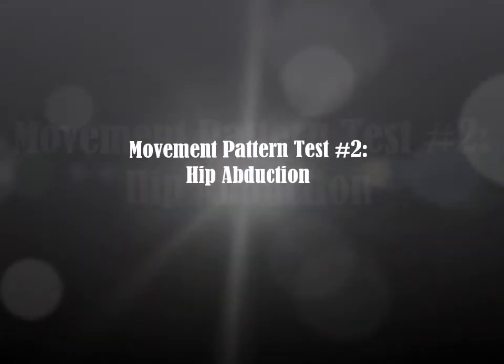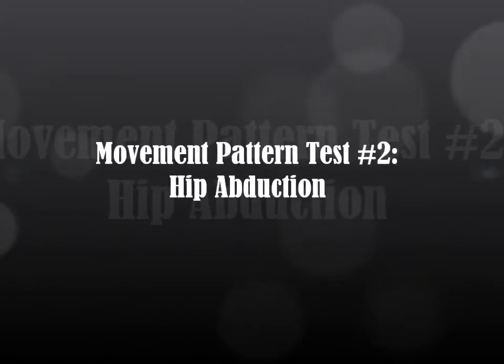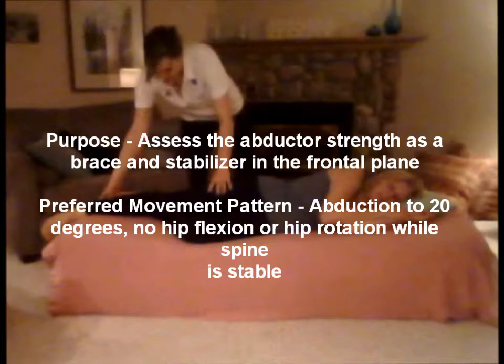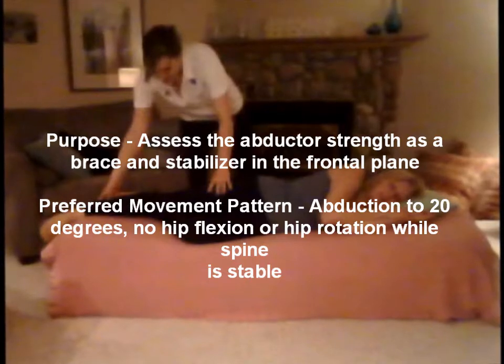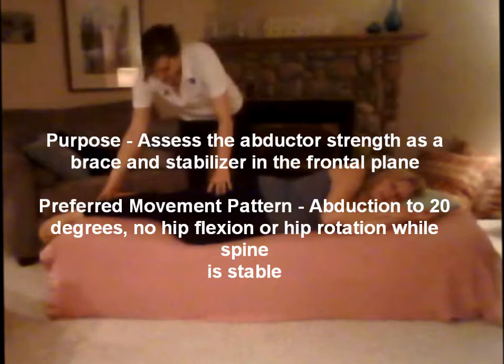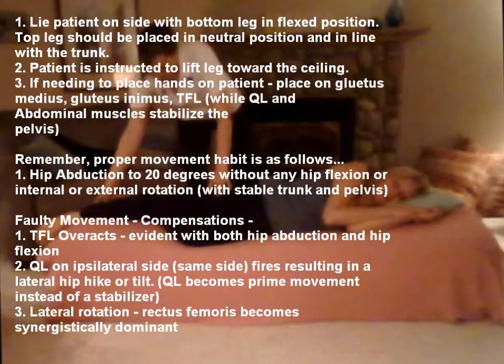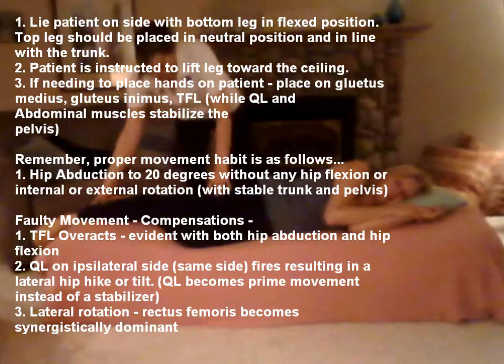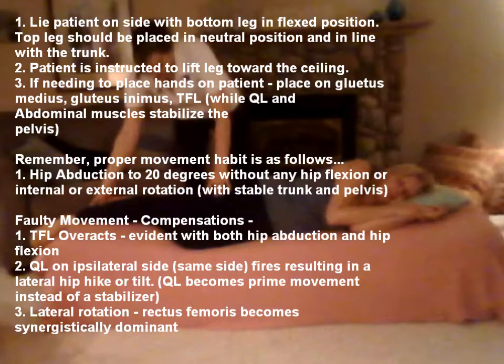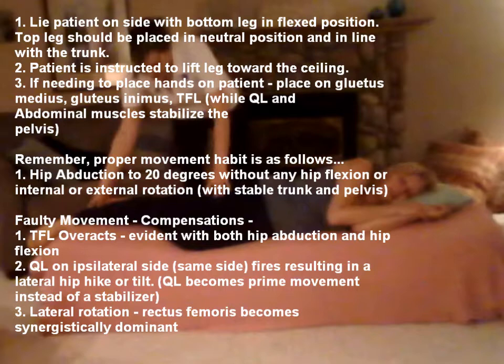The second movement pattern test we're going to look at is the hip abduction movement pattern test. This test will assess abductor strength as a brace and stabilizer in the frontal plane. First, we are going to get the patient to lie on their side with the bottom leg in the flexed position. The top leg should be placed in neutral position and in line with the trunk. The prime movers for this movement are the gluteus medius, the gluteus minimus, the TFL, and the QL and abdominal muscles used to stabilize the pelvis during this limb movement.